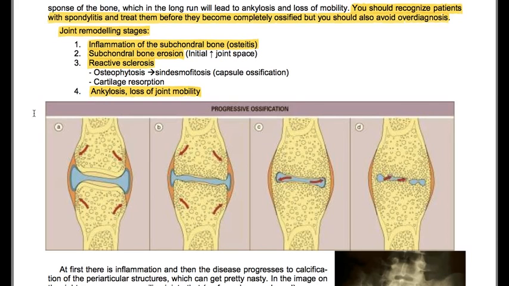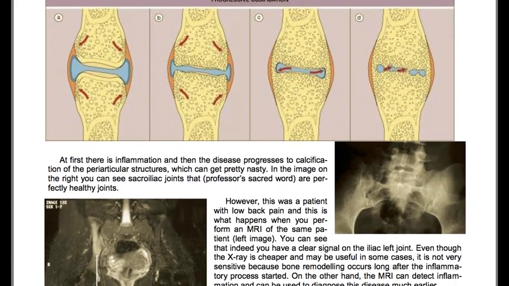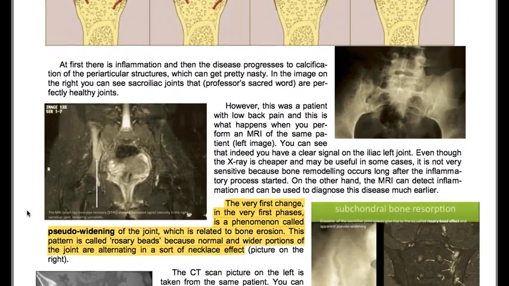The joint remodeling stages are inflammation of the subchondral bone, osteitis, subchondral bone erosion, which leads to initial increase in joint space, a reactive sclerosis with osteophytosis and syndesmophytosis, so capsule ossification and cartilage reabsorption, and then ankylosis, loss of joint mobility. At first, there is inflammation, and then the disease progresses to calcification of the periarticular structures, which can get pretty nasty. In the image on the right, you can see sacroiliac joints that are perfectly healthy joints.